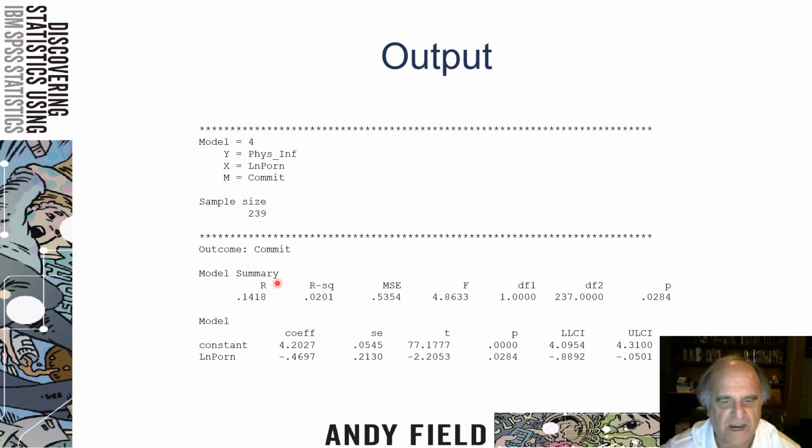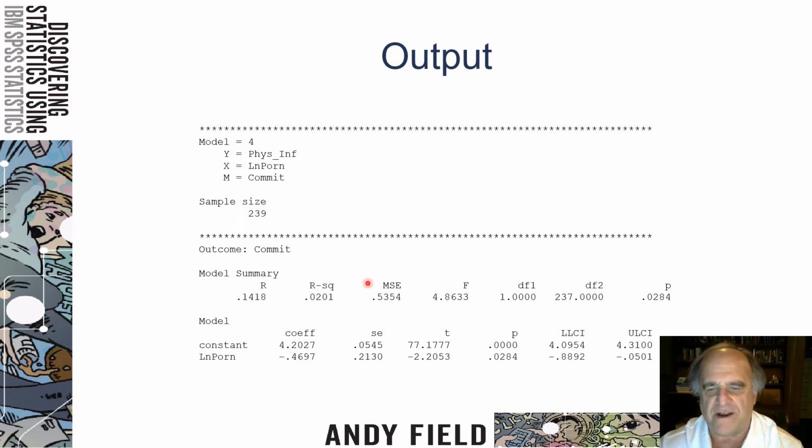And so here's our model summary. Our R is 0.1418. Our R squared is rather low, 0.0201, although not atypical for psychology. So what's that saying? Think to yourself, what does that tell me? Well, what it tells me is that about 2% of the variance in commitment is being explained by pornography consumption.